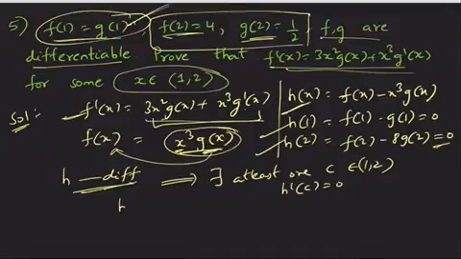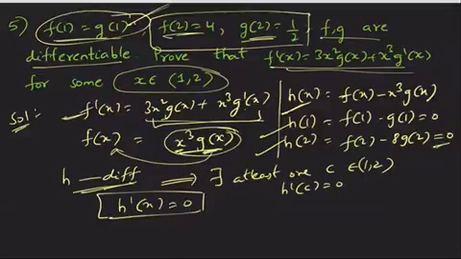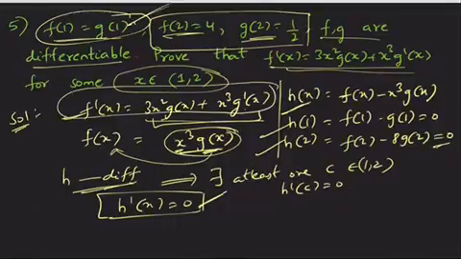It means there exists at least one root of h dash x equals 0, which essentially is a root of this equation, since h dash x is f dash x minus the derivative of x cube times g x. So you would get the root of this equation. So I hope this is clear to you.